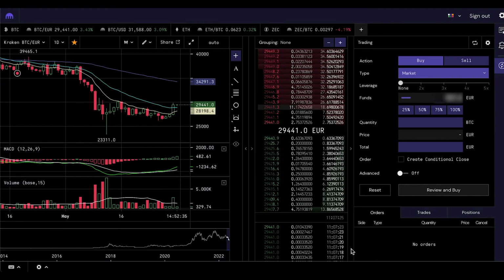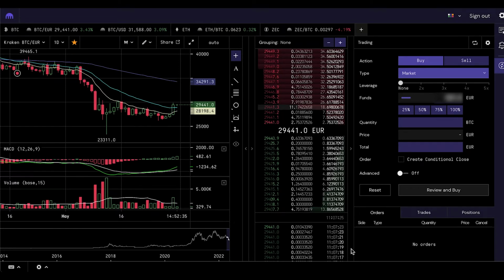Now here is the trading platform area of Kraken. It's similar to any other crypto trading platform on any other exchange. So once you know how to use one, all the rest of them are similar with just some slight variations.